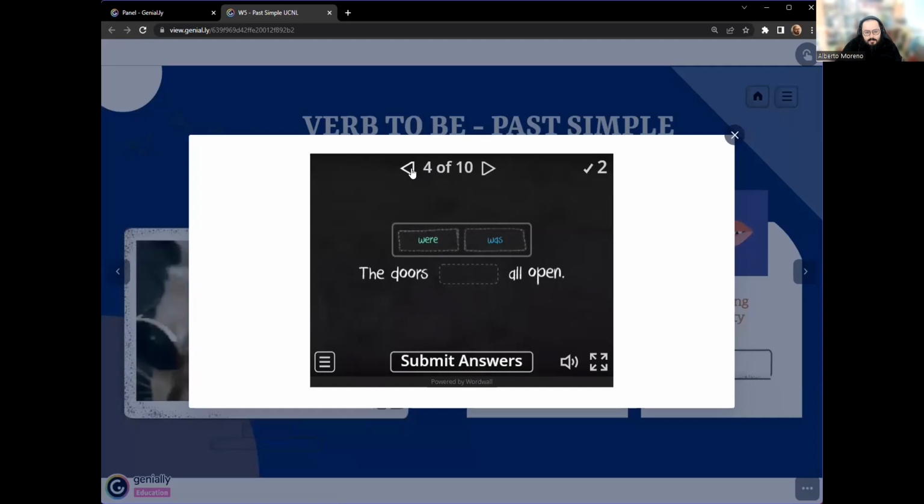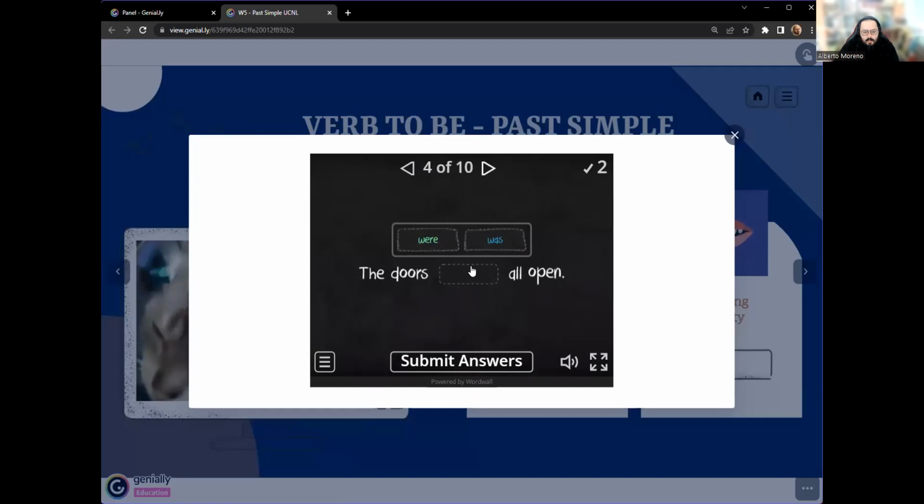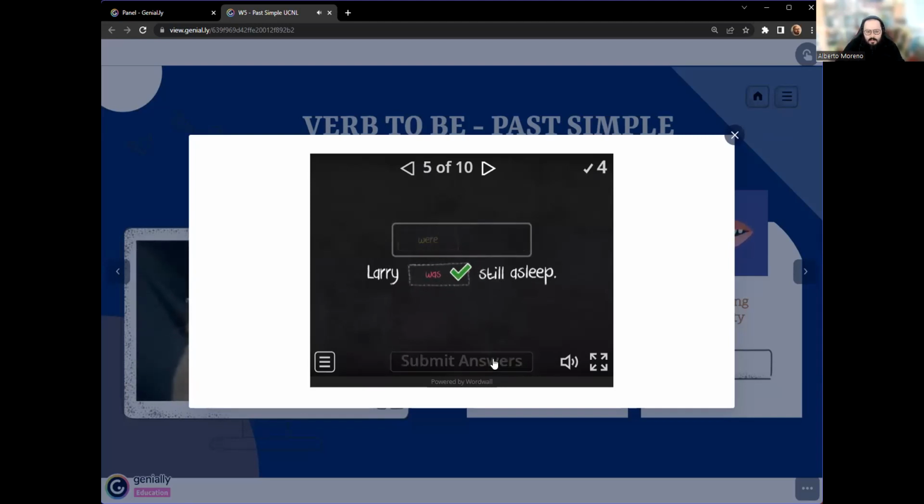No, it's where. Porque teníamos Doris and I. It's Doris and I, we. We were. Ajá, were, exacto. The doors were, as where. Bueno, si hablara del grupo sería was. Pero aquí no hablaba del grupo, hablaba de las puertas. Larry. Was. Larry was. Ok.